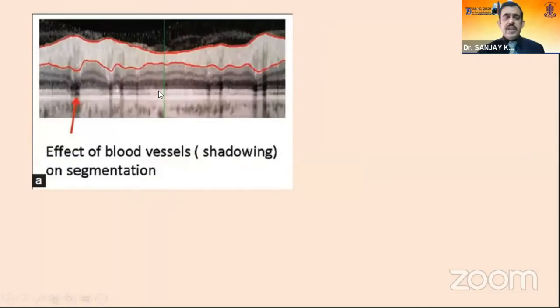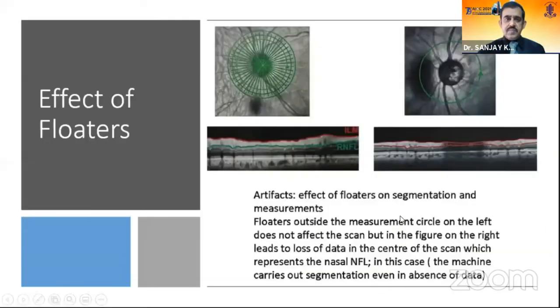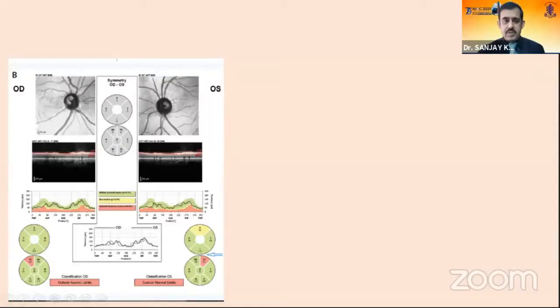Over here we see the blood vessels causing a shadowing on segmentation causing RNFL thinning. Over here we see an eyeball movement causing motion artifact, thereby we see the horizontal displacement of the images. Sometimes the floater, vitreous floaters, or any other media opacity come in the area of the calculation circle, thereby the RNFL seems to be thinned out. But when we ask the patient to move the eyeball and it moves away from the calculation circle, the RNFL parameters become normal.